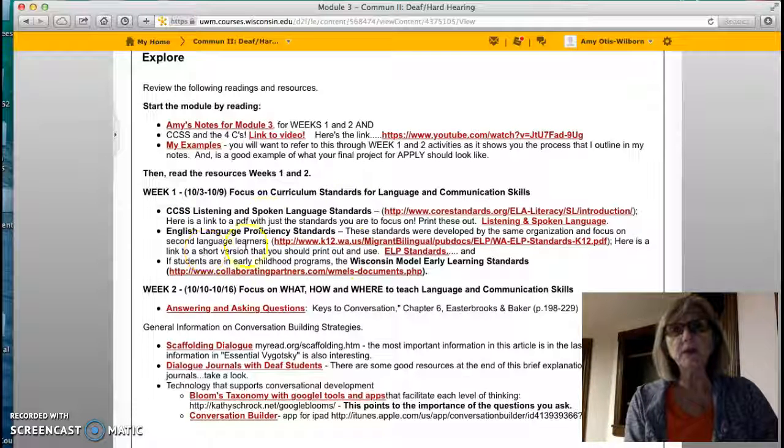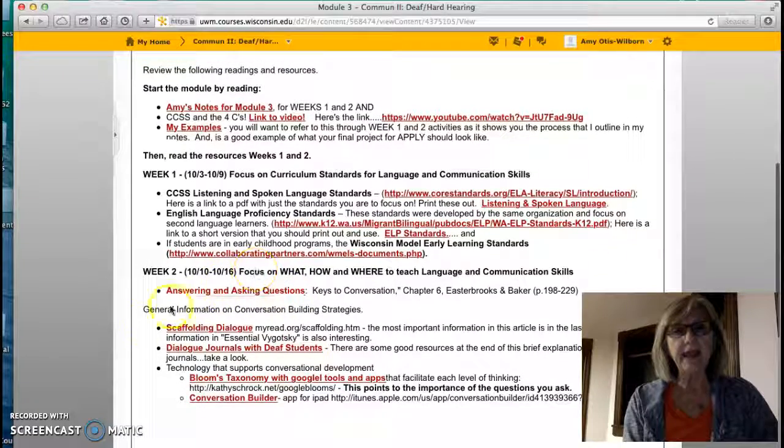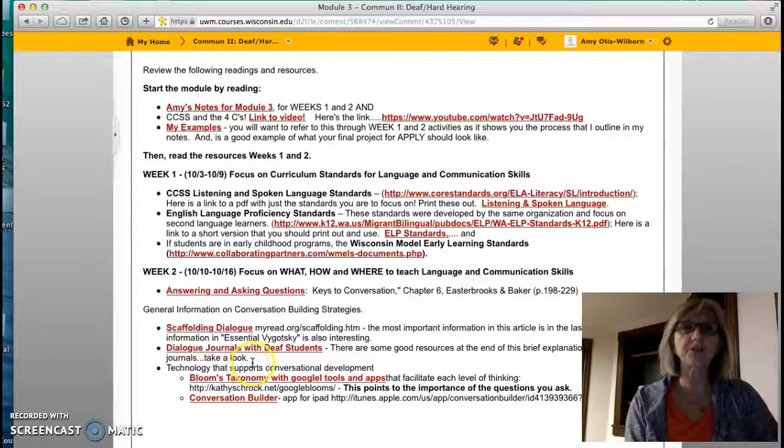These are the readings for week 1. The readings for week 2 again are going to focus on teaching. And so there's a chapter by Easterbrooks and Baker on answering and asking questions, which is a really good chapter on how to develop those interactive skills. And then a few other ideas that might be useful in helping to build, again, interactive communication.